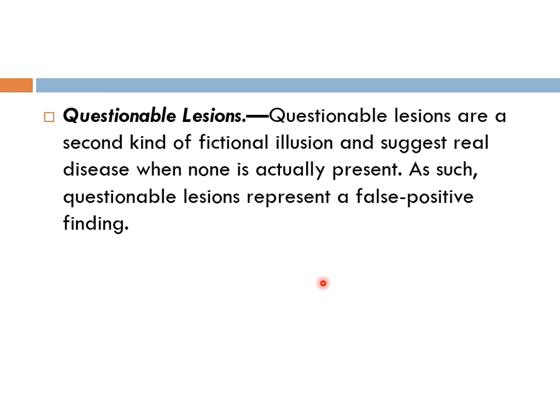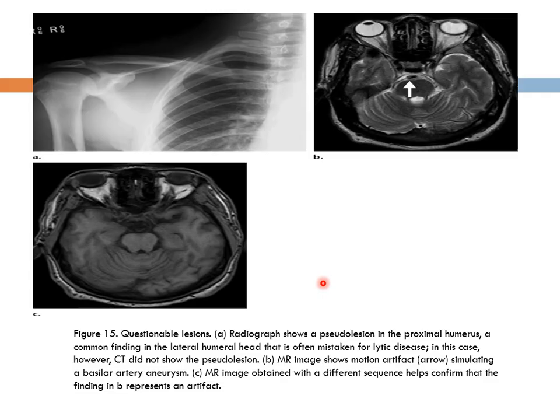Questionable lesions are another type. They suggest real disease, but actually it is not present. Mostly they lead to a false positive finding. Another example is a lytic lesion in the proximal humerus; later when they did the CT and MRI, there was nothing. It's commonly mistaken. Or in B, it appears like there's an aneurysm in the basilar artery, but when they repeated it, there was nothing. It's formed by motion artifact.